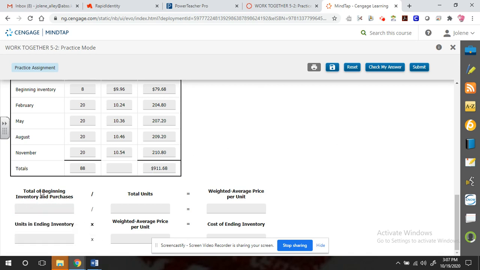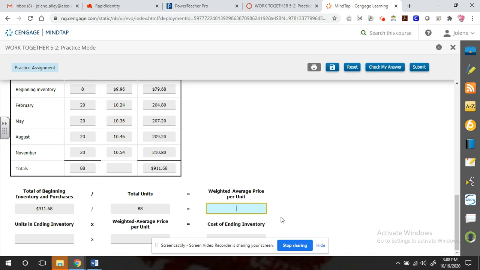And it says total of beginning inventory and purchases. And if you want to look in the book where this is, this would be on page 153. Total of beginning inventory and purchases. This is talking about the dollar amount. So this is going to be $911.68. Then this is asking for the total units. Well, we had 88 total units. So now we have to divide it. You see that? We have to divide it.